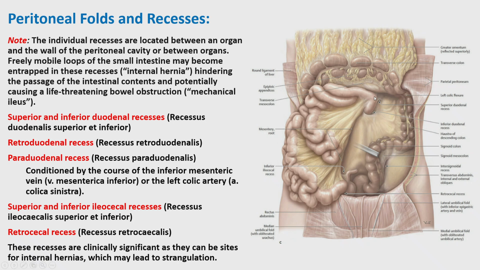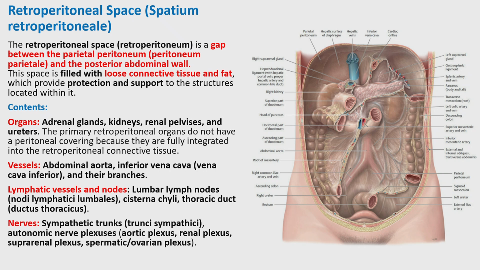Behind that is the retroduodenal recess, and parallel with that is the paraduodenal recess. And here we have the retrocecal and retrosigmoid recesses, and in the second region we have the retrocecal and the superior and inferior ileocecal recesses.